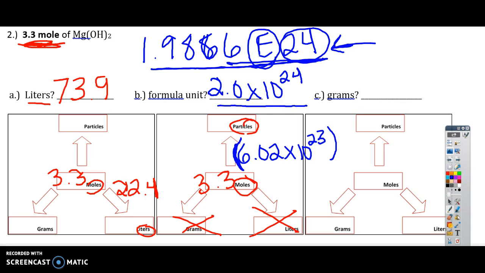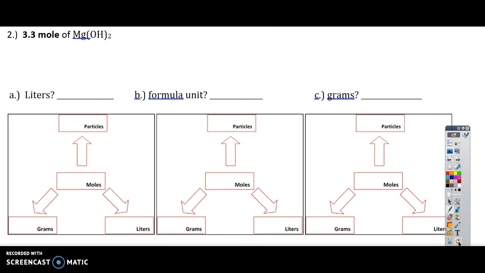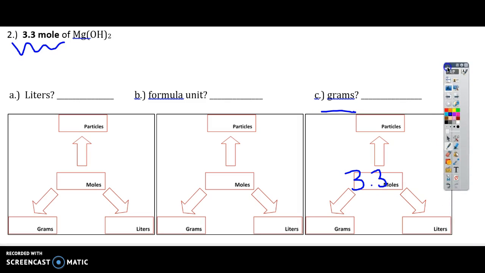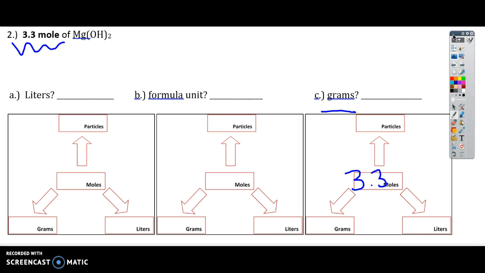Let me erase this info. So now the last thing to look for is grams. Remember, they gave us moles already, so I have that information here already. So I'm good. And they want me to go from moles to grams. Notice I'm going the same way as the arrows, so I'm going to multiply. What am I going to multiply? What's right next to that arrow? Check your molar mass. It should be the molar mass.